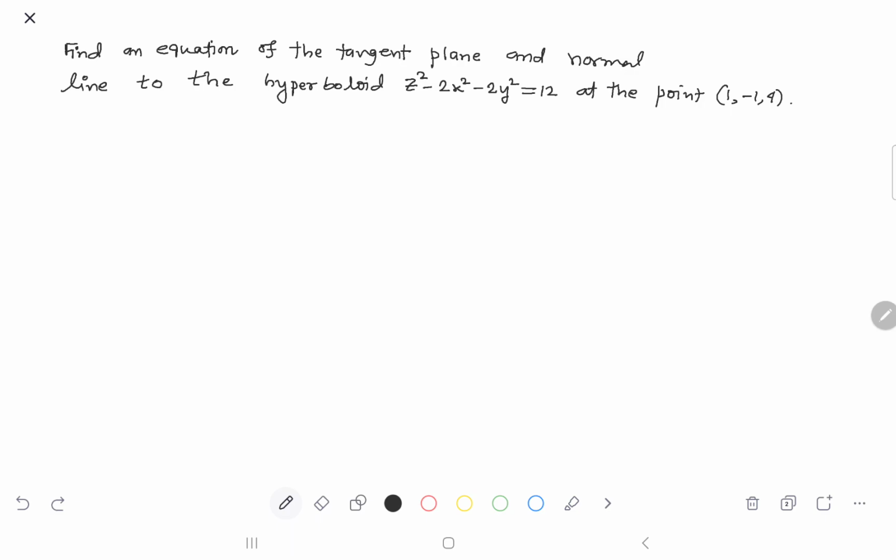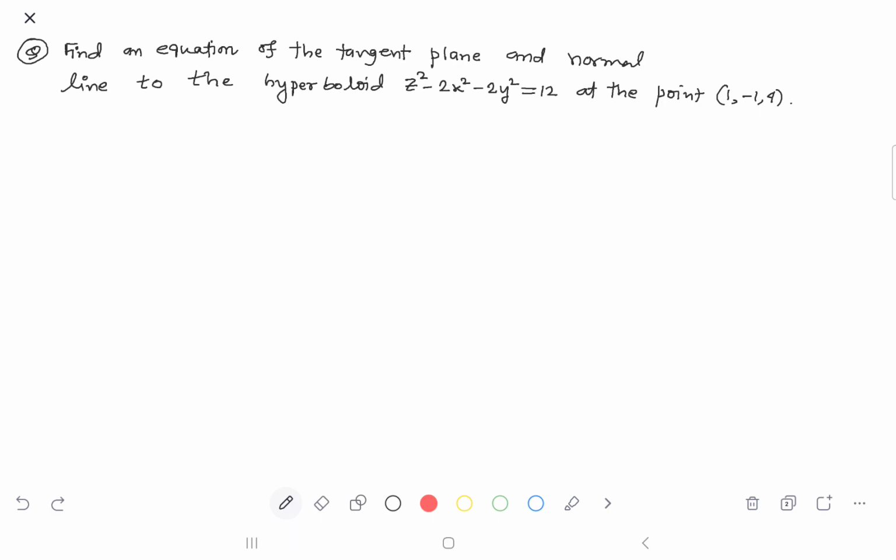Okay, Mayan, this is the question, right? So let me read it again. Can you read it please? Then it will be better for your understanding when I write the solution. Find the equation of the tangent plane and normal line to the hyperboloid z squared minus 2x squared minus 2y squared equals 12 at the point (1, -1, 4).